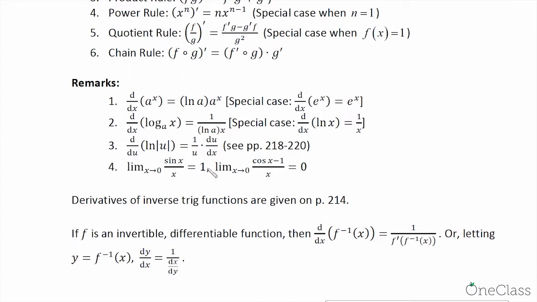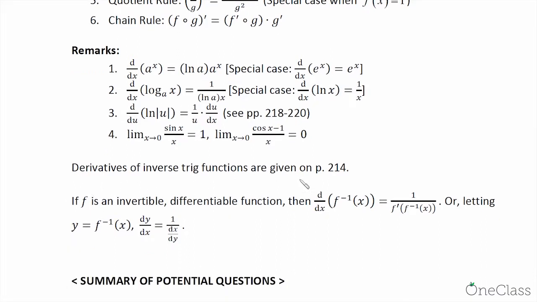But I think they're handy to note, at least to convince yourself that if you're ever taking this limit here, sine x over x, you know that it does come to something. It is 1, and in this case, cos x minus 1 over x, the limit as x approaches 0, will give 0. Okay. Finally, we have derivatives of inverse trig functions.